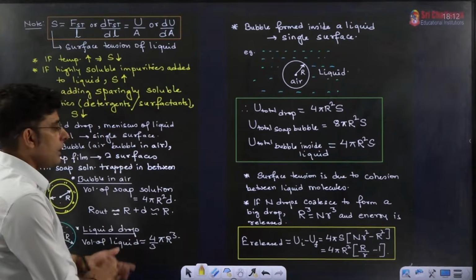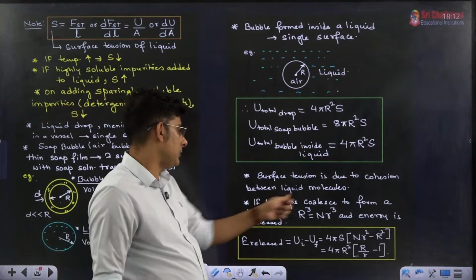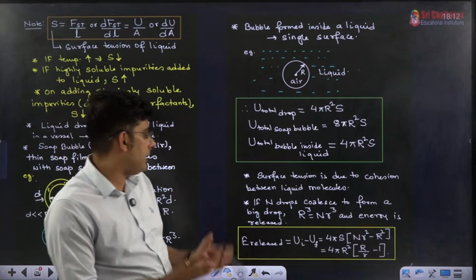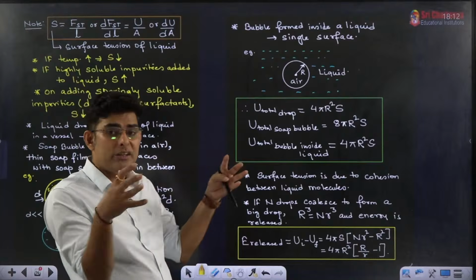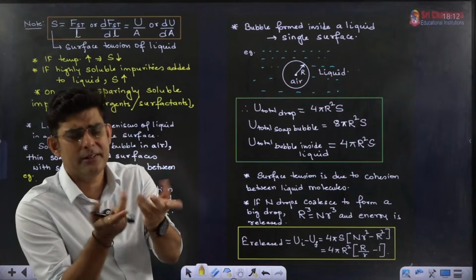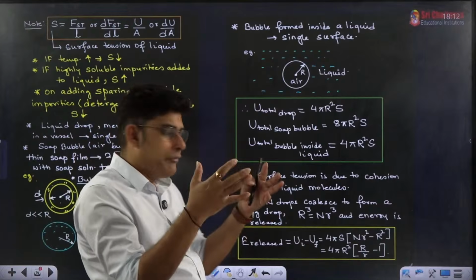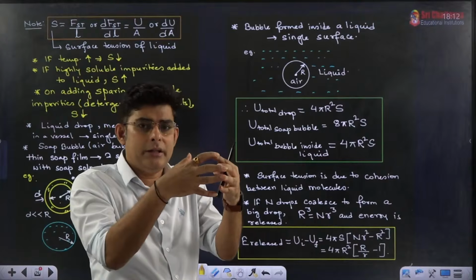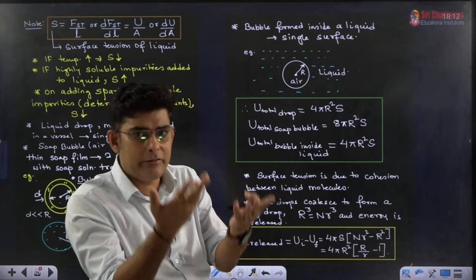Now, surface tension, as I said, is due to cohesion between liquid molecules. Sometimes they will give cases where N drops come and coalesce. Coalesce means combine. So what will happen? Will energy be released or absorbed? Very common sense: surface tension has a property of minimizing the surface area. And if surface area reduces, that means energy will reduce, means energy will be released.